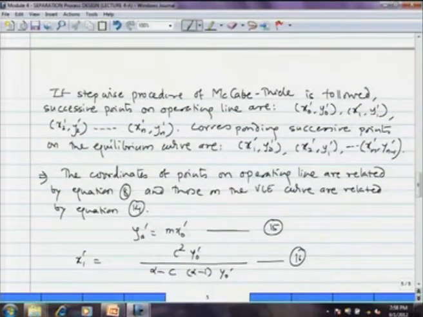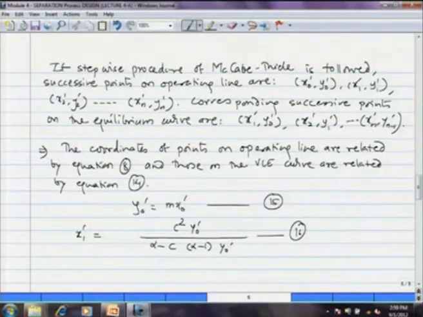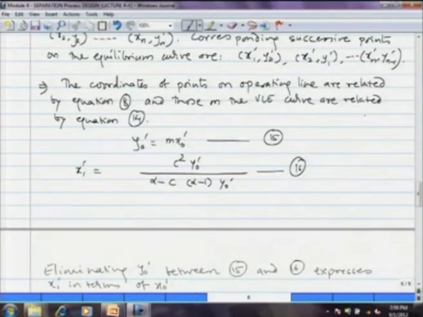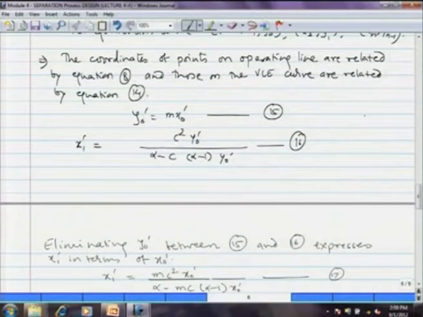Okay. Then we get corresponding points, as I earlier mentioned: x0 dash, y0 dash extended horizontally to the equilibrium curve will give x1 dash, y0 dash. That point projected perpendicular downward to the operating line will give x1 dash, y1 dash, and then x1 dash, y1 dash projected horizontally to the equilibrium curve will give x2 dash, y1 dash, and so on and so forth. The coordinates of the point on the operating line are related by equation 8, and those on the VLE curve are related by equation 14.